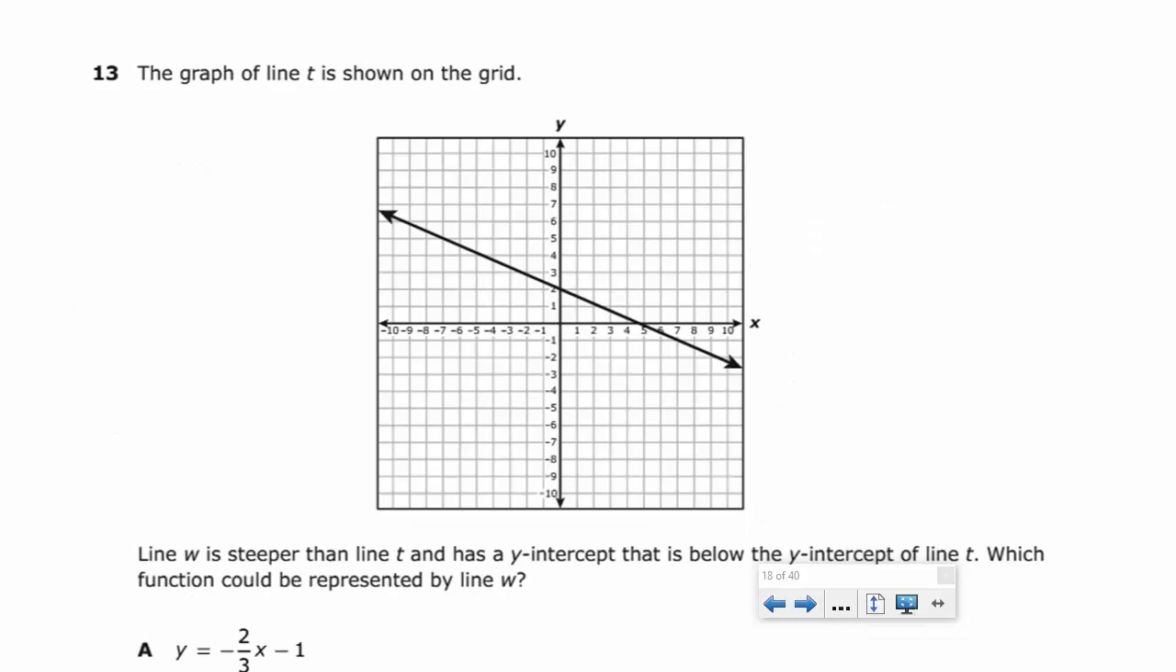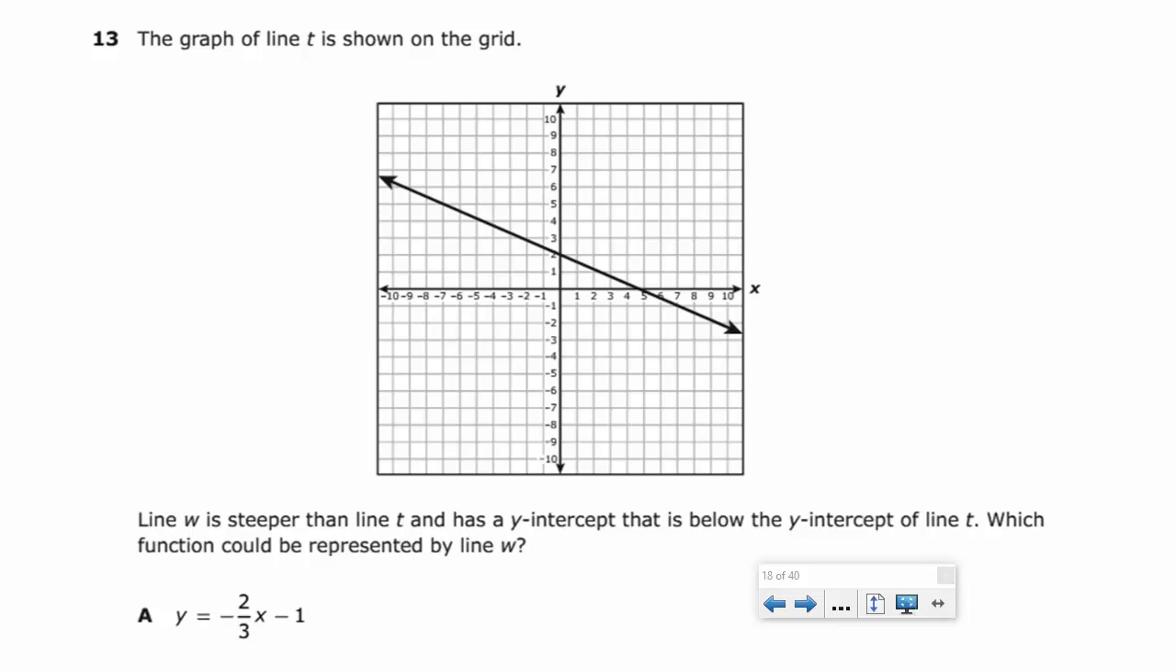Okay, skip down to number 13 here. The graph of line T is shown on the grid. So this is a line called T. They're talking about a second line, line W, that we actually can't see. It is steeper than line T and has a y-intercept that is below the y-intercept of line T. Well, what's the y-intercept of line T? I want to figure out which equation represents line W, the new line, and this new line has a y-intercept that is less than the y-intercept of T.